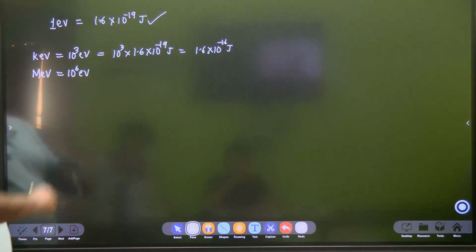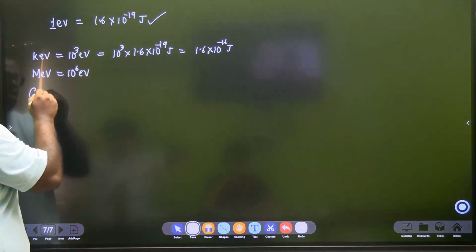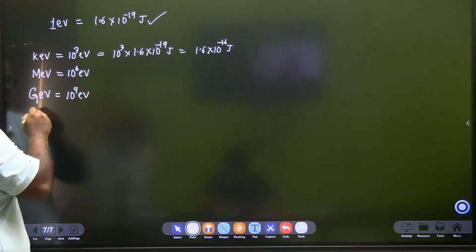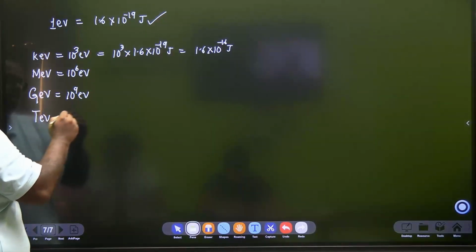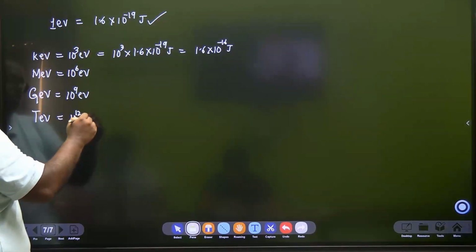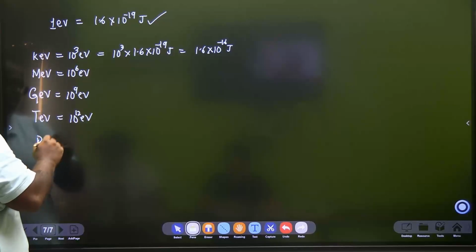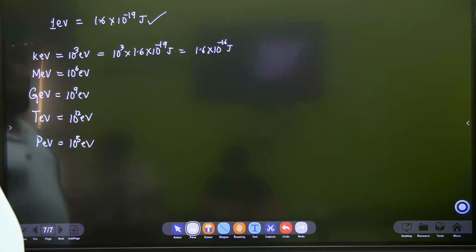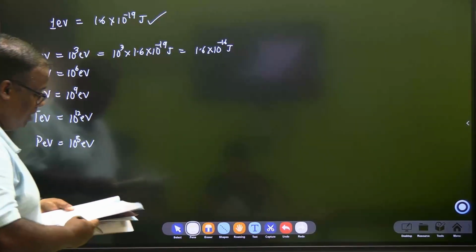Right? Similarly, they can tell you giga eV. They may also tell you tera eV. And if they tell you peta eV, okay? So much clear? Okay.